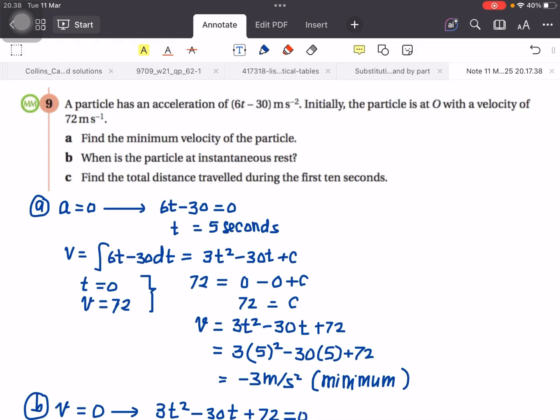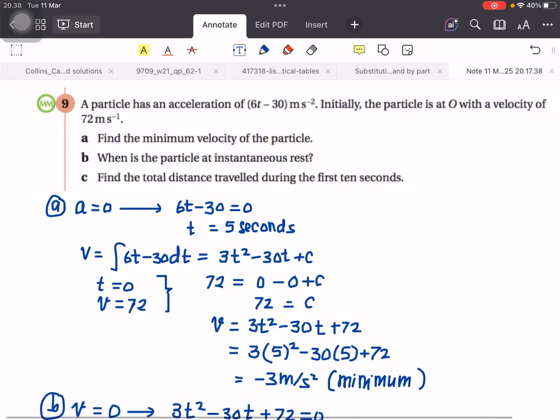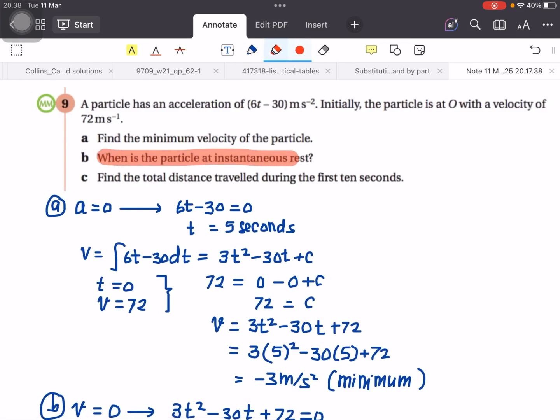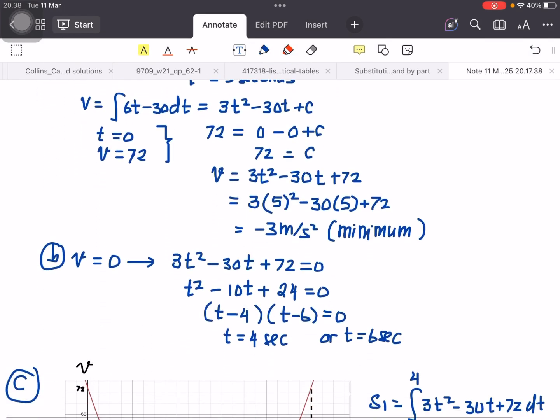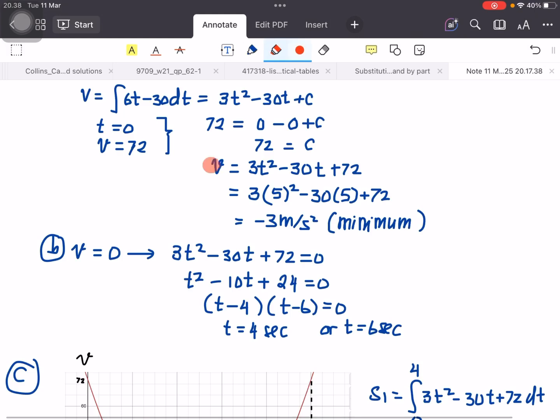And then for part B, when is the particle at instantaneous rest? So instantaneous rest means that the velocity is 0. Since we know the expression for velocity already, just replace v with 0, and then solve this quadratic equation. We can find two values of t. So the particle is at instantaneous rest when t equals 4 seconds and t is equal to 6 seconds.